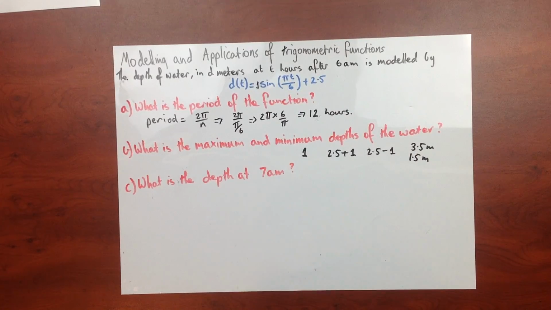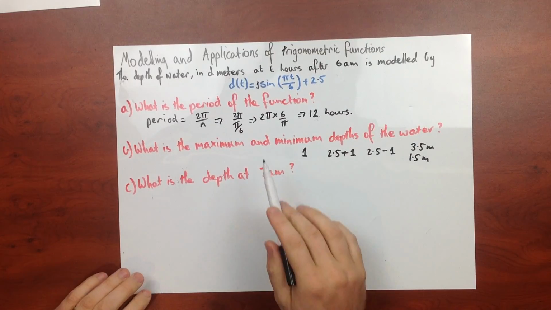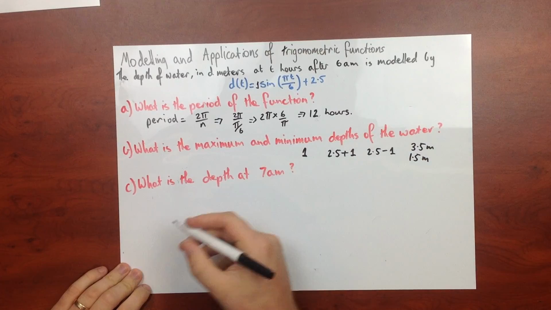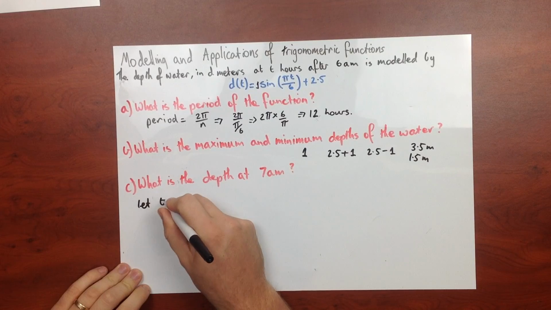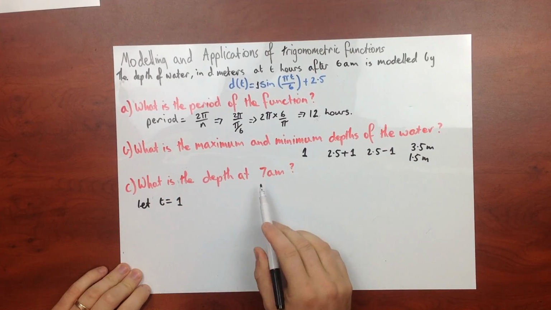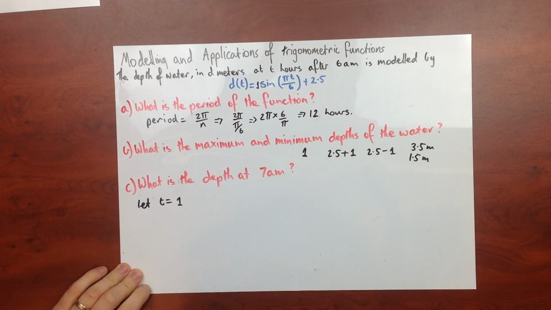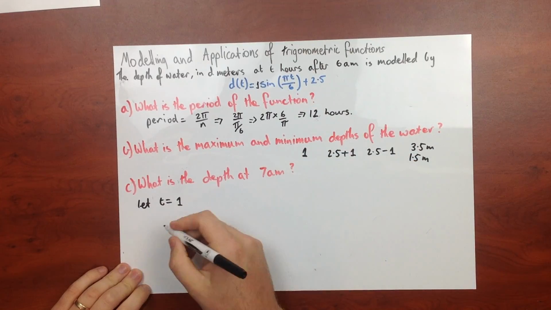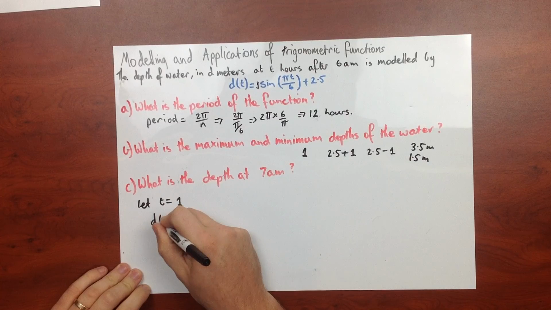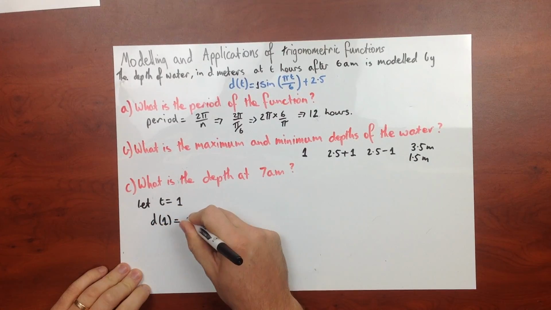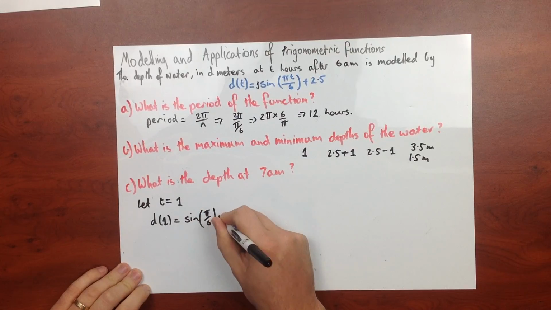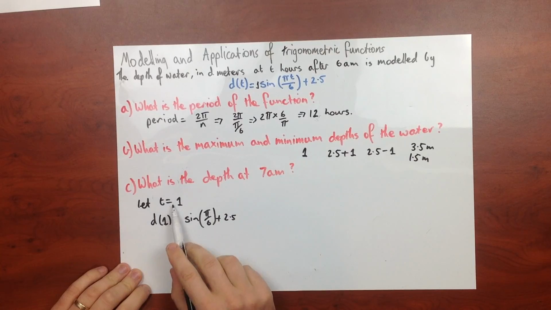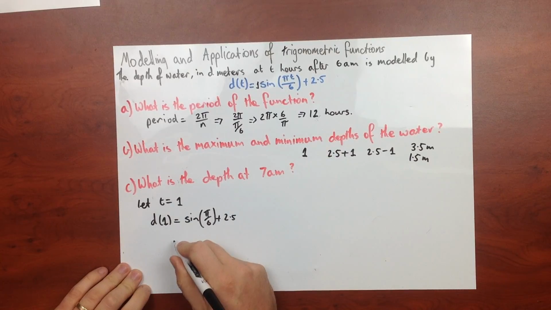Now they want to know what our depth is at 7 am. Here, this is t hours after 6 am. So what we want to do is let t equal 1, not 7, because it's t hours after 6 am, so we need to be careful of that. So d of 1 is equal to sine of pi on 6 plus 2.5, because we already let t equal 1, so it more or less disappears.